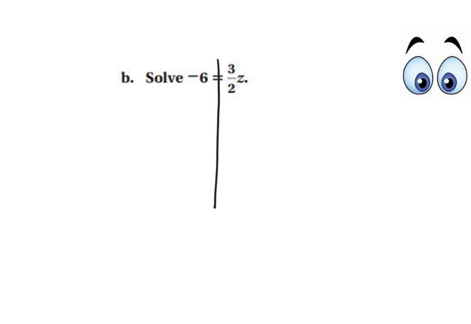So here we see we have 3 halves z. So to get rid of the 3 halves, let's multiply by the reciprocal, which is 2/3. 3 over 3 is 1. 2 over 2 is 1. So you're just left with z. On the other side, we'll take 2/3 times negative 6 over 1, and we'll cross simplify. 3 goes into 3 once, and 3 goes into 6 twice. 2 times negative 2 is negative 4. Negative 4 over 1 means z is just equal to negative 4.